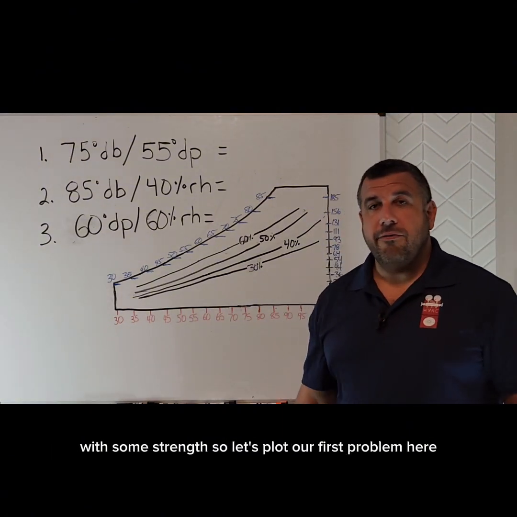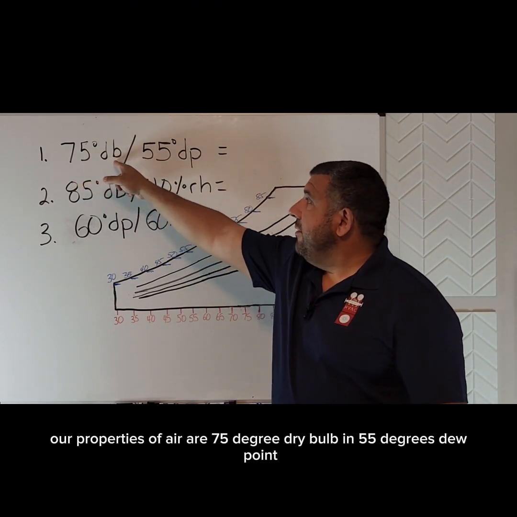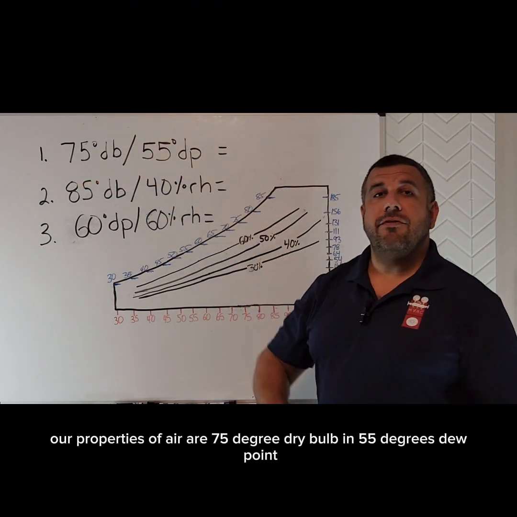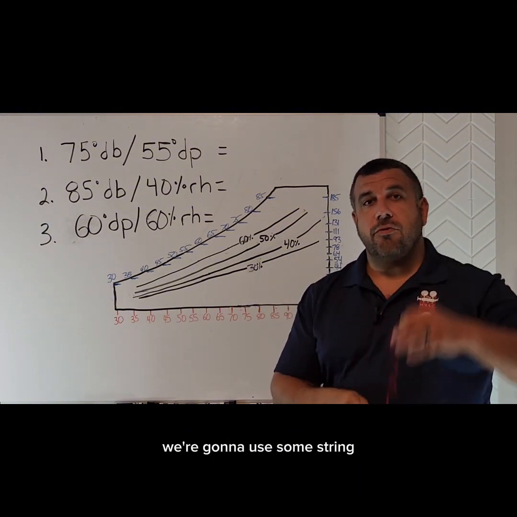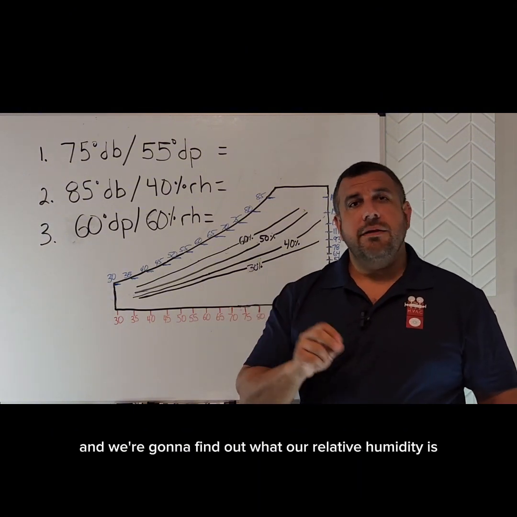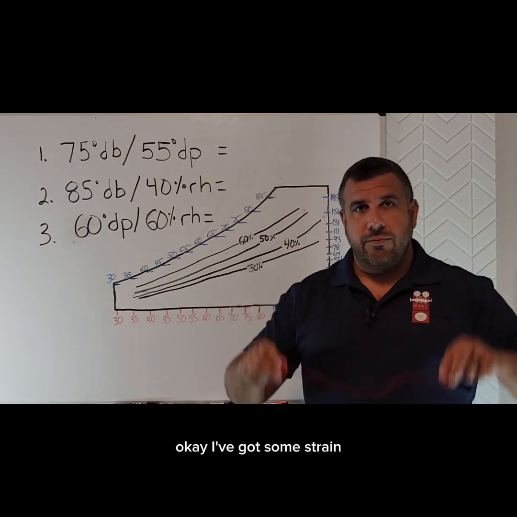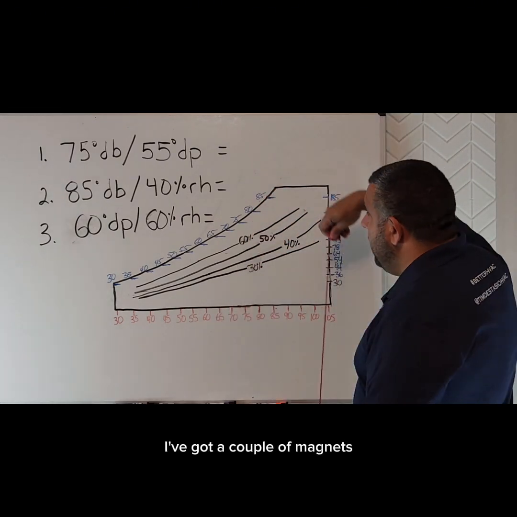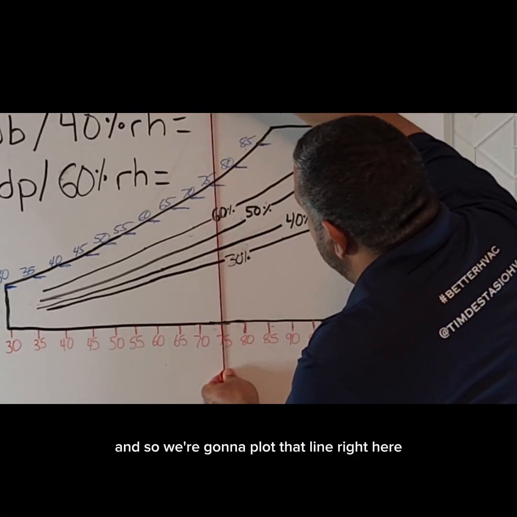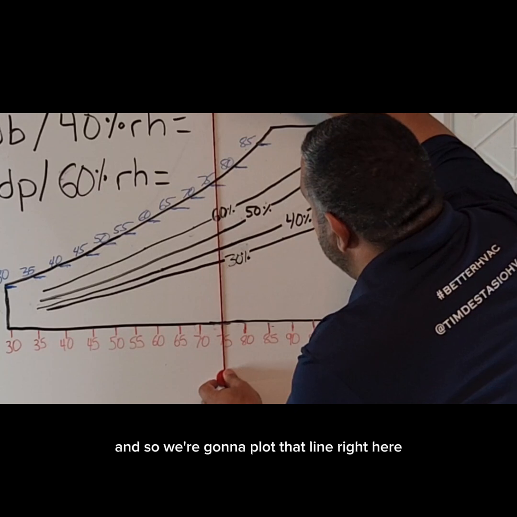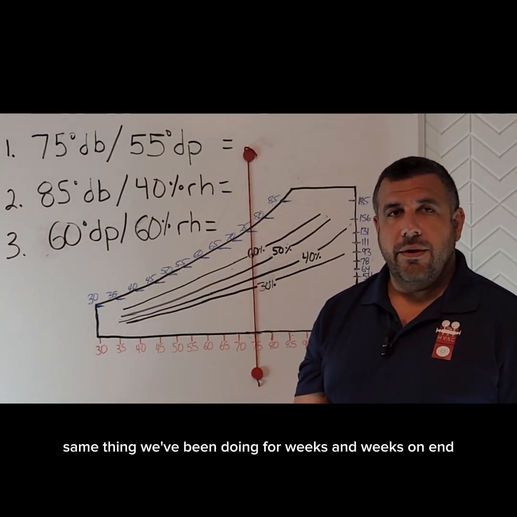So let's plot our first problem here. Our properties of air are 75 degree dry bulb and 55 degrees dew point. Now, we've plotted this several times. We're going to use some string and find out what our relative humidity is at those properties. Okay, I've got some string and a couple of magnets. So again, our dry bulb temperature is going to be 75 degrees, and we're going to plot that line right here. It just goes straight up and down. Same thing we've been doing for weeks and weeks on end.